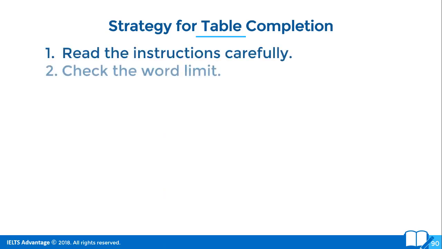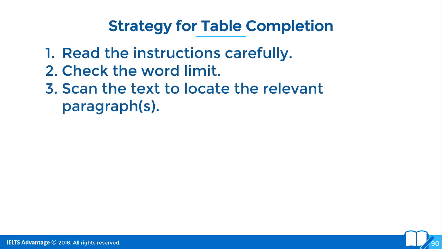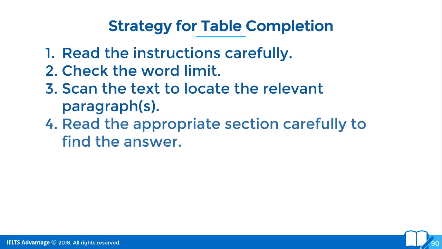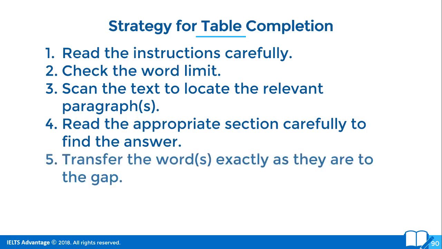So, strategy for table completion. 1, read the instructions carefully, 2, check the word limit, 3, scan the text to locate the relevant paragraph, 4, read the appropriate section carefully to find the answer, 5, transfer the words exactly as they are to the gap, and 6, check your spelling. So this strategy, again, is not the most complicated strategy that you're going to find, but what it's doing is preventing those easy mistakes to be made. So let's have a look at a real question.